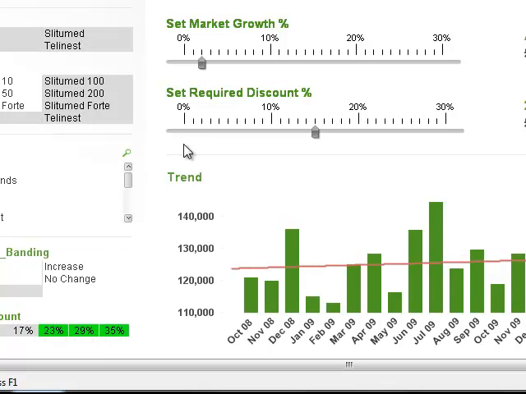And here we have the ability to set the current market growth. We will set it to 2%. We can also set our required discount. Here we will set it to 15%. Based on the last 12 months data we have, this would seem to give us an approximate saving of £417,000.